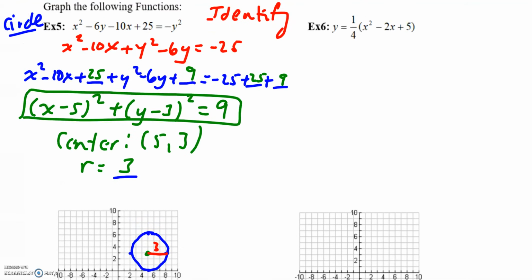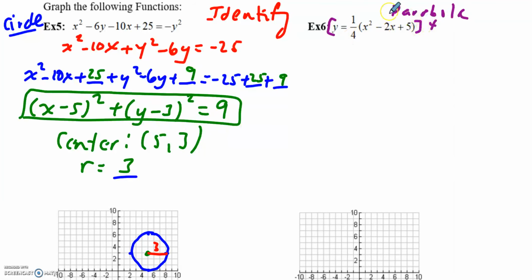Example 6. Again, if I want to identify this, even before I start, I scan the whole problem and notice that there's only one squared term, which means this has to be a parabola, and I know that as a gut instinct before I start. If anybody else is really annoyed by this fraction, so am I. Let's get rid of it. Let's multiply the entire thing by 4 to get rid of the 1/4.